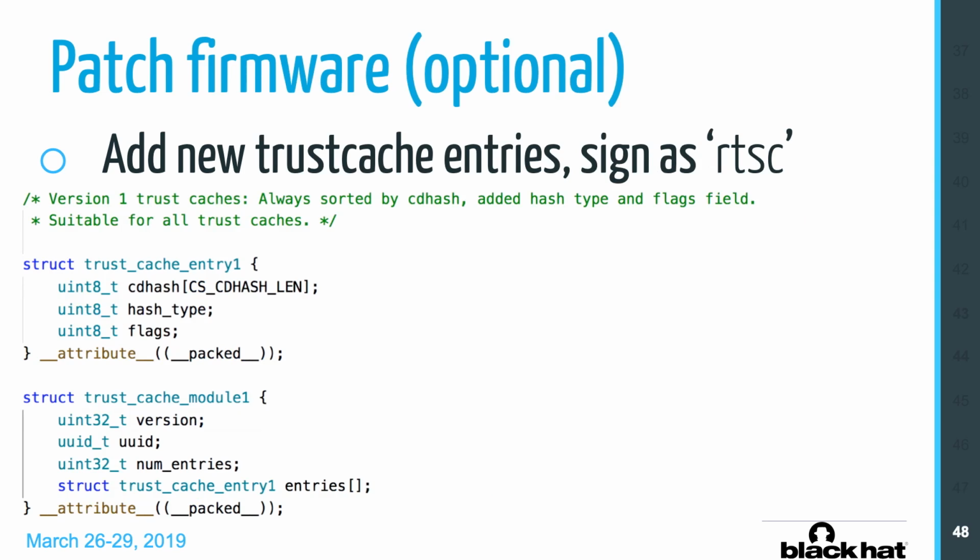Firmware or the trust cache. It's optional, just I would say a nice way to disable the code sign. Apple changed a little bit the format of trust cache entries. Now they introduced trust cache entry, named v1. The only difference is now it gets the hash type and some flags. So the idea is we just need to add the new trust cache entry, and make sure we change the number of entries in the trust cache module. And we're good to go.